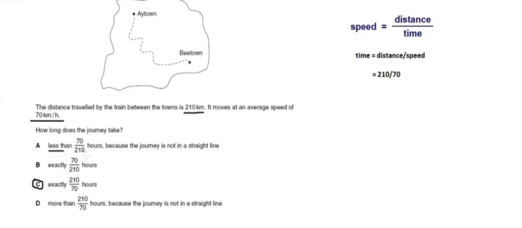Exactly 70 by 210, that is not the answer because it is distance by speed, not speed by distance. So the third option is 210 divided by 70. Exactly, that is the answer because we are talking about the speed, and speed is given in terms of distance by time, and this is nothing but the distance, which is the actual path traveled. And more than 210, that is also not possible. So option C is the answer.